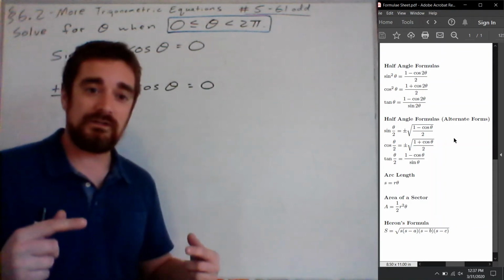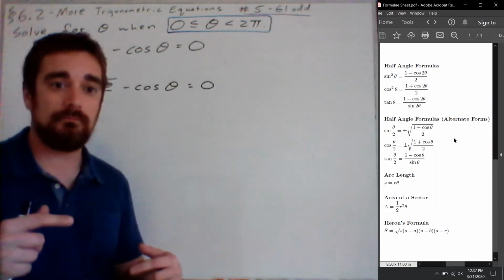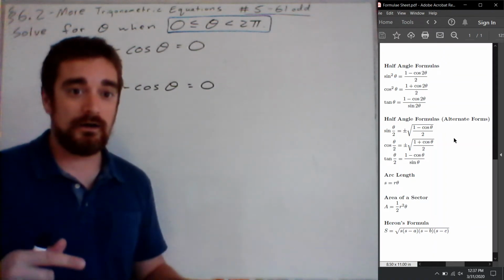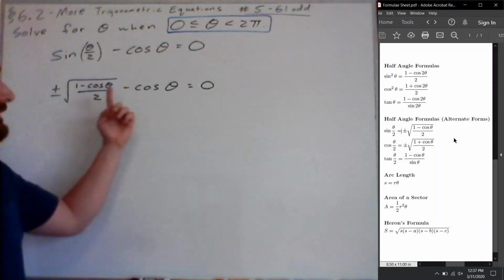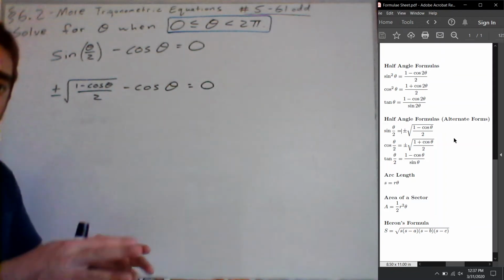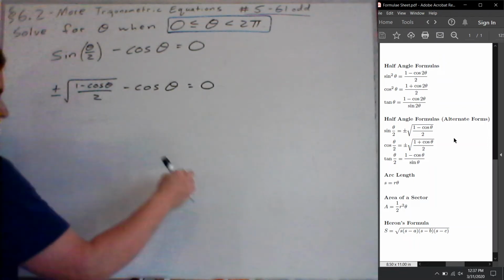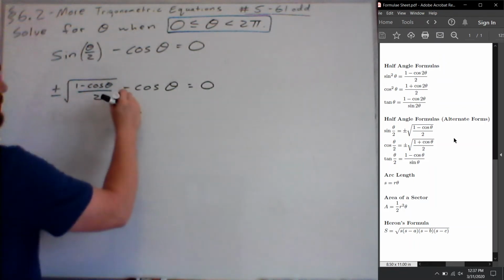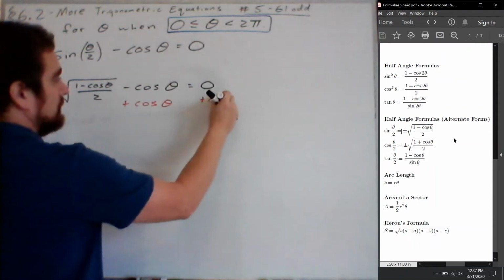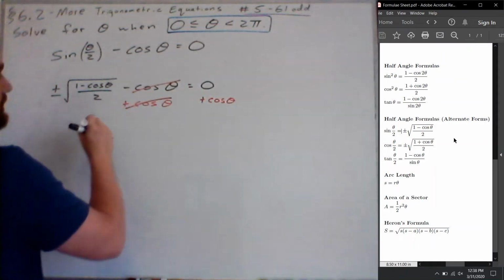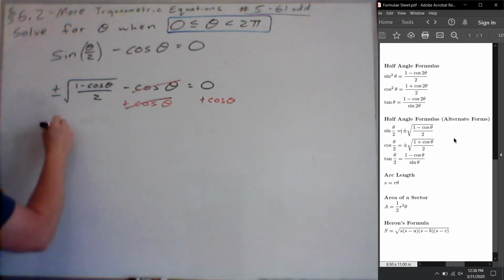But remember that when we did that, we may have picked up some erroneous solutions. If we square both sides, we're ignoring the fact that one side might be negative while the other side's positive. So when you do this process, and here's how I'm going to start, I'm going to isolate the radical, just like we did back in college algebra, which means I have plus or minus, right?